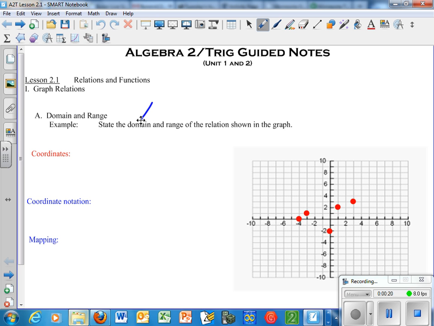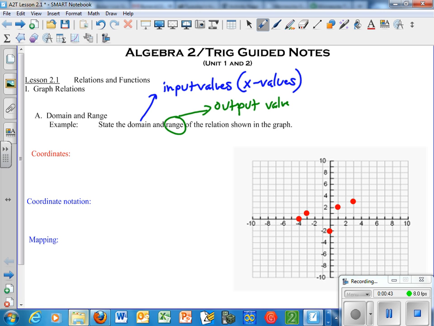Okay, the domain is the input values of a function, which are the x values or the x coordinates. Input is x. The range are the output values of a function, or the y values. So domain is input or x. Range is the output values or the y values.